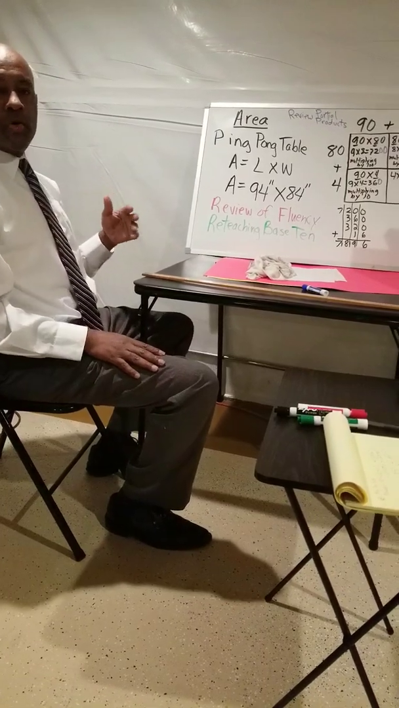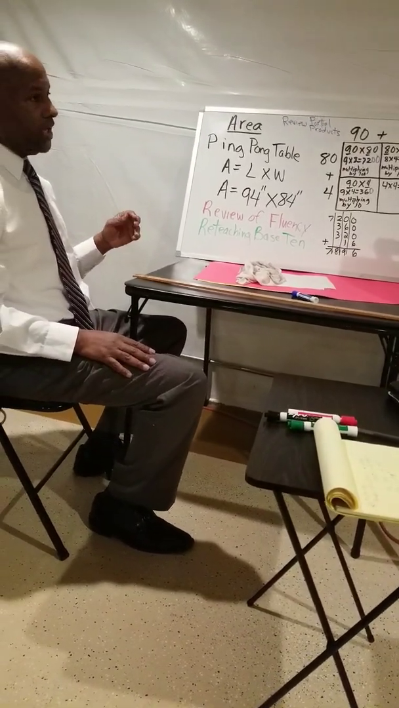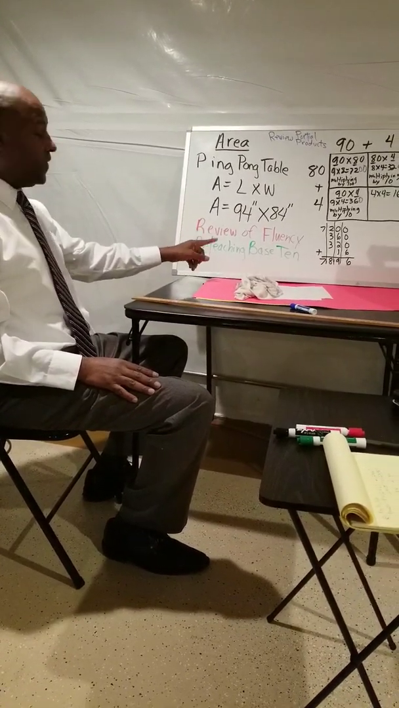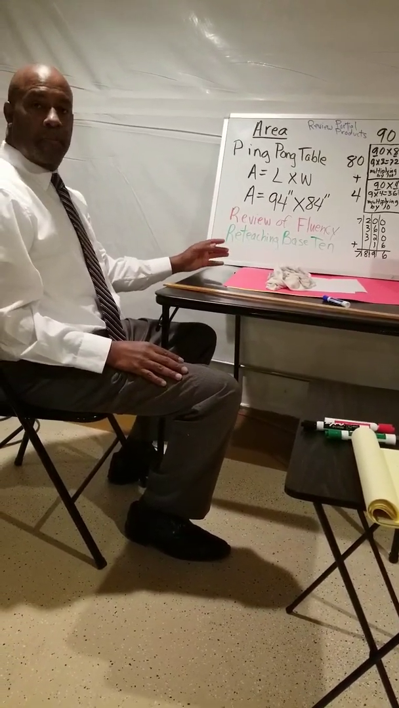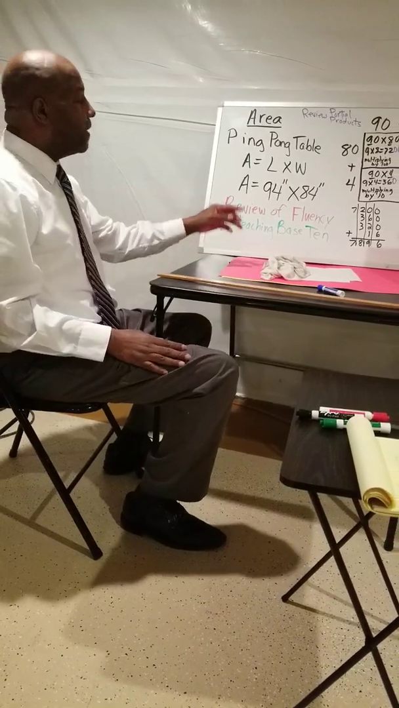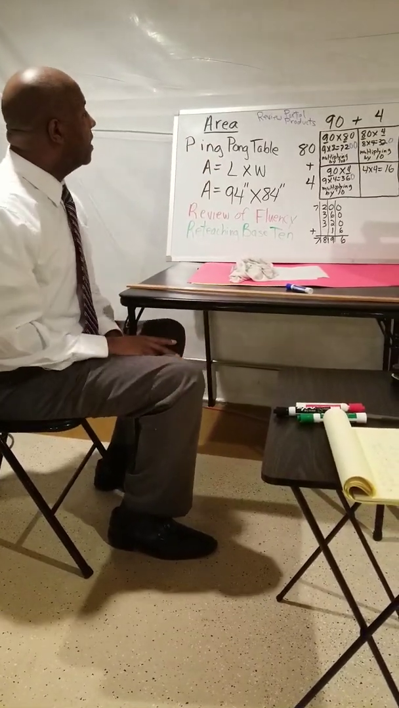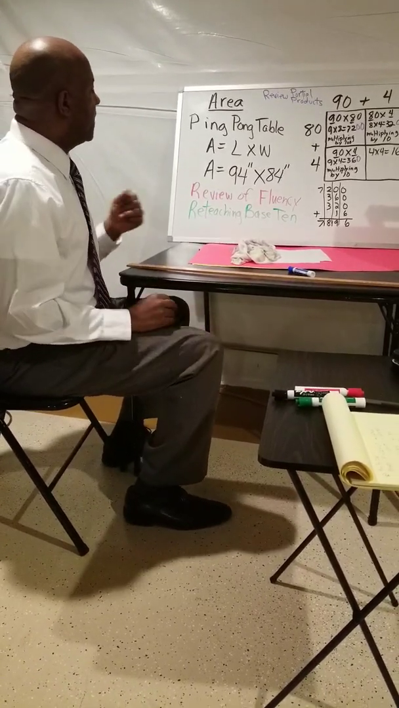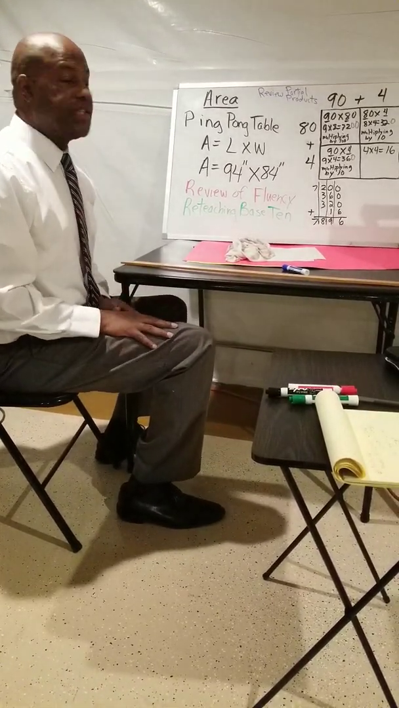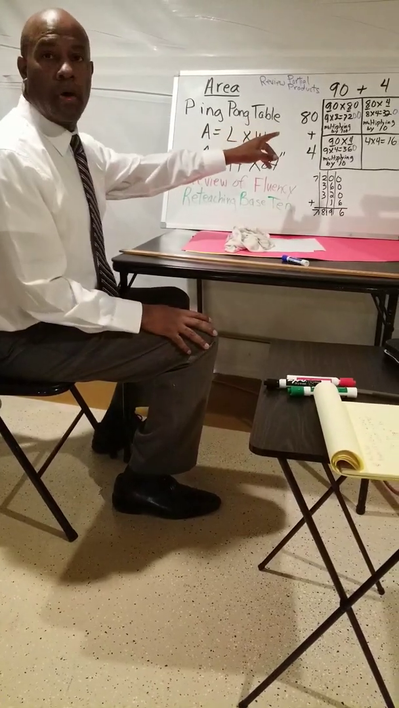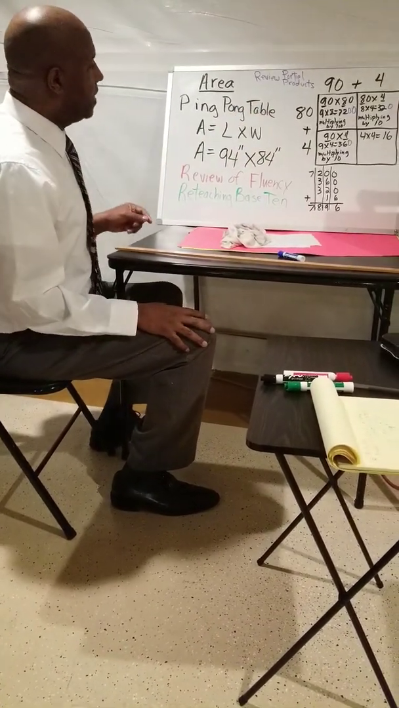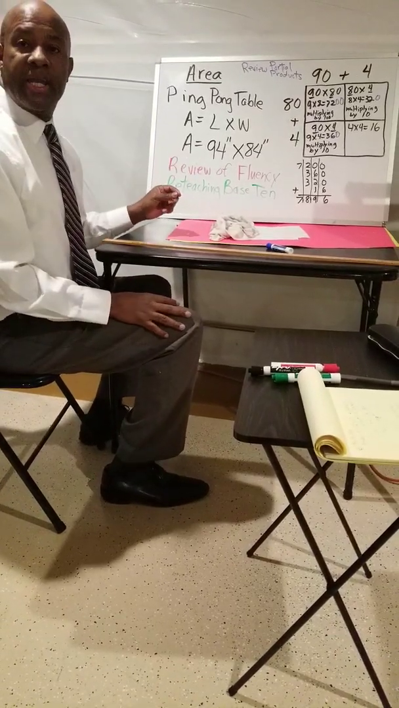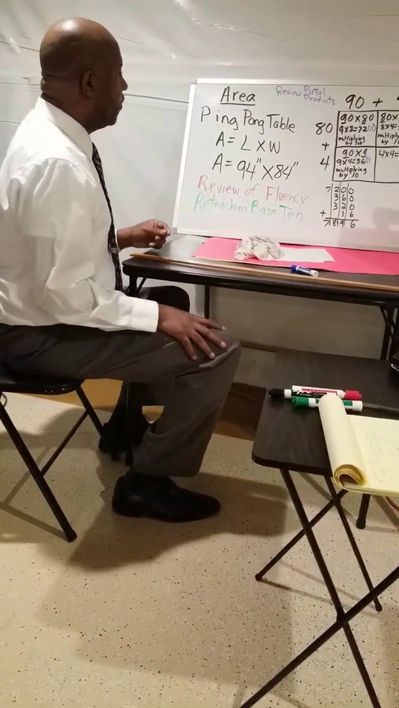Several things that we're doing with area, although we're dealing with today's objective: this is a part of reviewing fluency, a part of reteaching base 10, and also a part of reviewing partial products. So when you put 94 times 84 into expanded form, 94 is 90 plus 4, and 84 in expanded form is 80 plus 4.